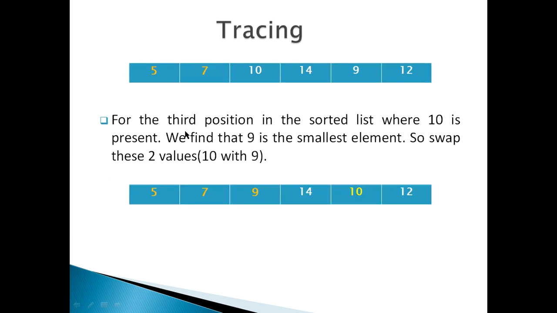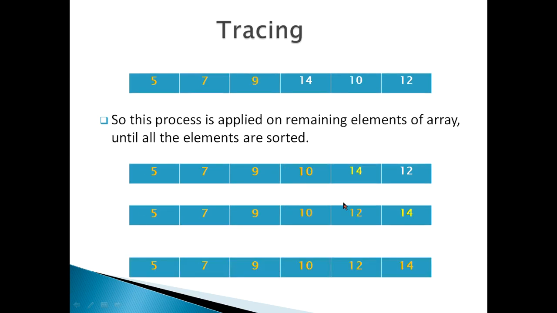So now for the third position, for this 10, if we check it out, 10 with 14, 10 with 9, 10 with 12, we have 9 to be the smallest. So swap it. So we have 9 and 10 to be swapped. So now this is our sorted array. The orange color 5, 7, 9 is the sorted array. The remaining is the unsorted array. So now this process is applied on the remaining elements. How long? Until all the elements are sorted.